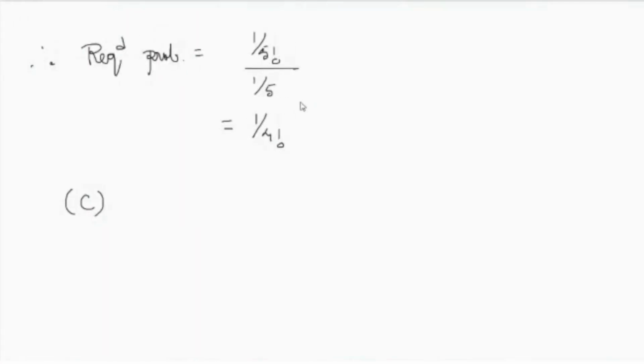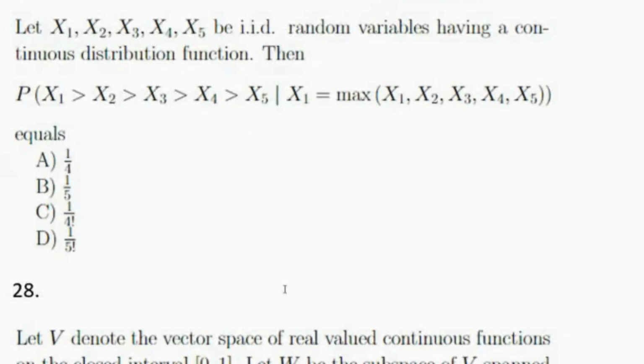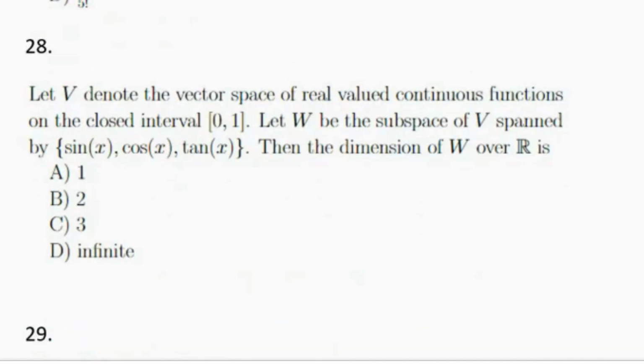So our required probability is 1 by 5 factorial divided by 1 by 5, which is 1 by 4 factorial, which is equivalent to option C.